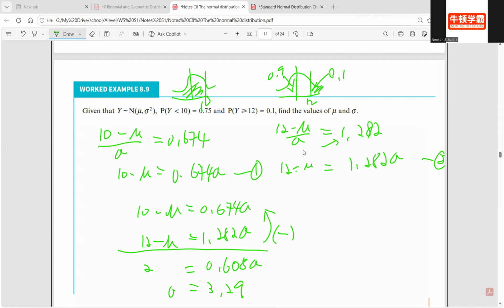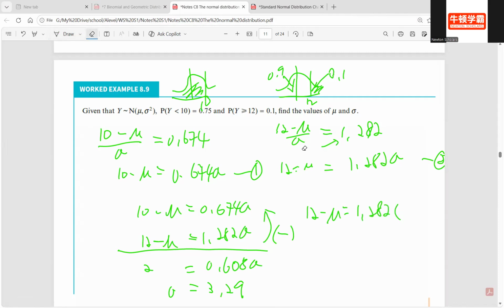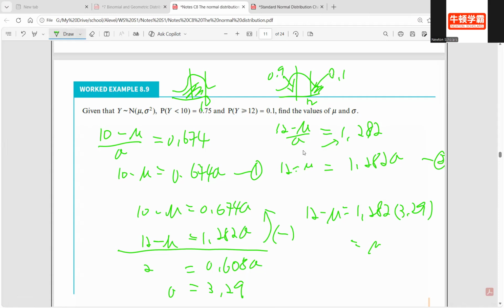After I get standard deviation, I put it back here. 12 minus mu equal to 1.282 times 3.29. I press the calculator. My mu will be 7.78. So I'll get 2 answers. Same thing, the rest you can try on your own. Anything you can ask.